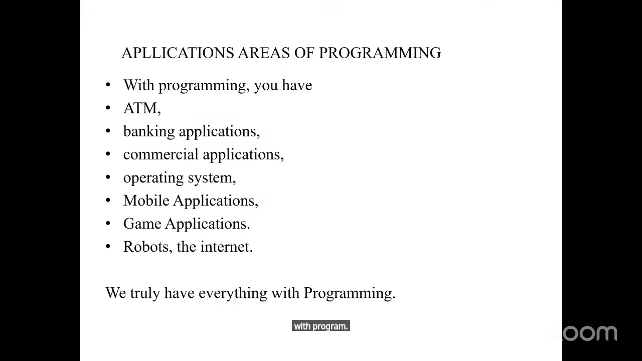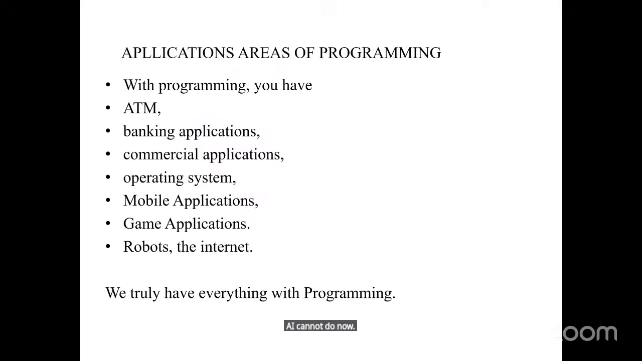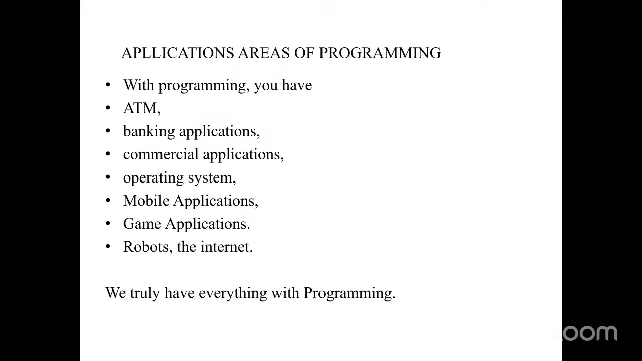So we truly have everything with programming. And programming keeps moving. Like this is the advent of AI. There's nothing AI cannot do now. Programming has moved to the point whereby we are now looking at AI. Virtually everything can be done with AI. So this is crucial and important, that we know that everything can actually be done with AI.